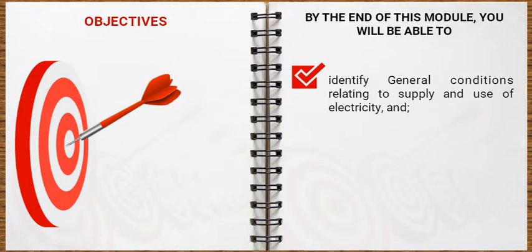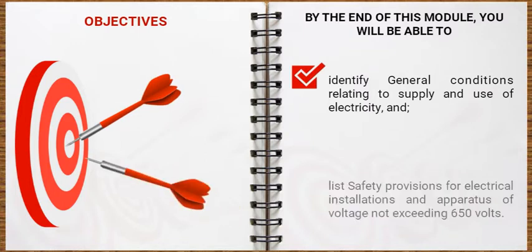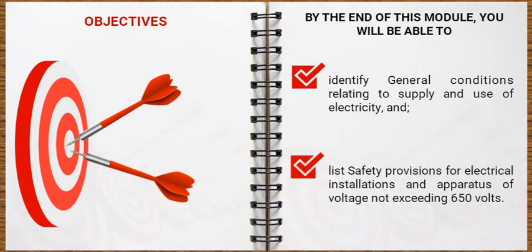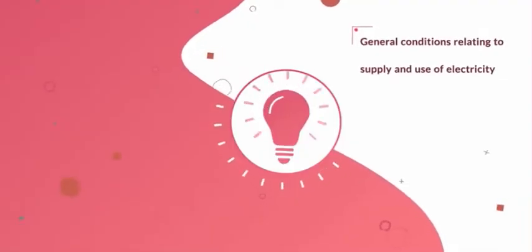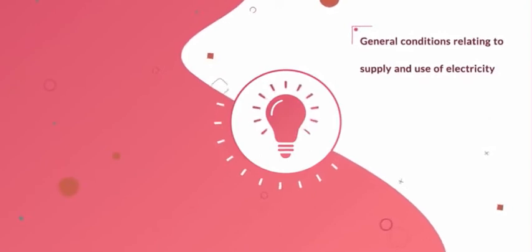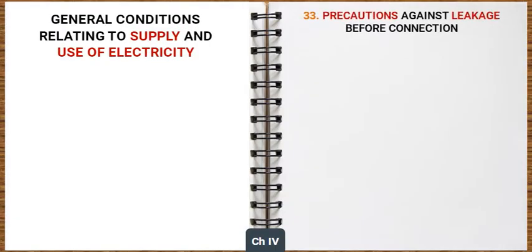Objectives. By the end of this module, you will be able to identify general conditions relating to supply and use of electricity and list safety provisions for electrical installations and apparatus of voltage not exceeding 650 volts. General conditions relating to supply and use of electricity.